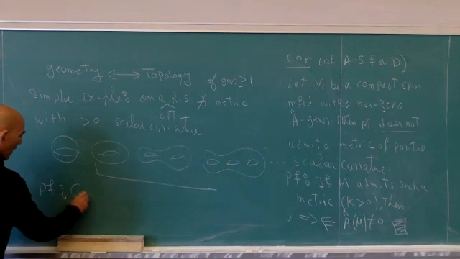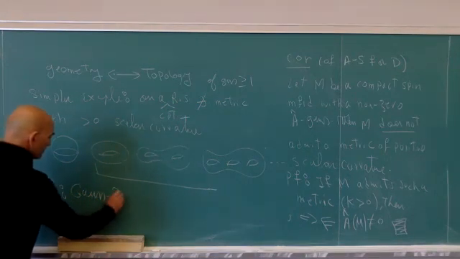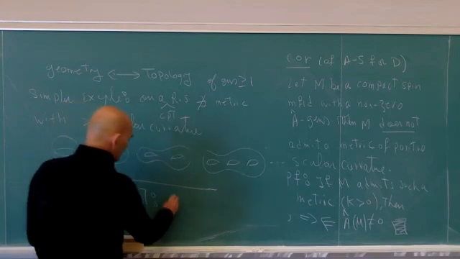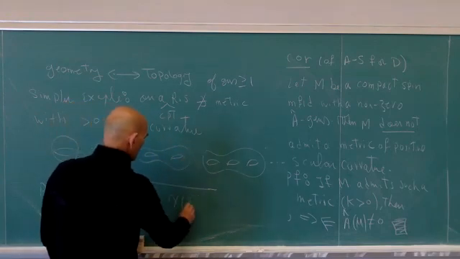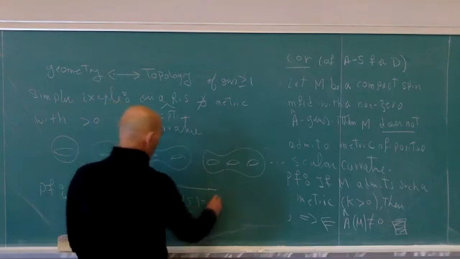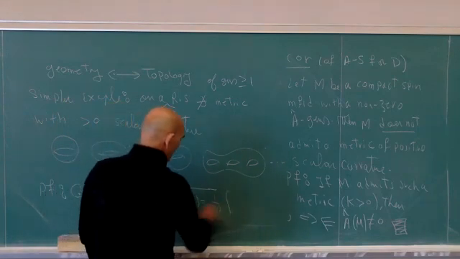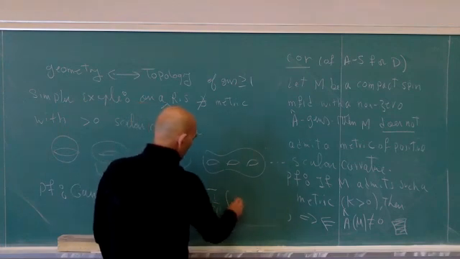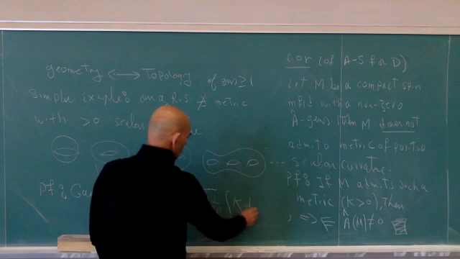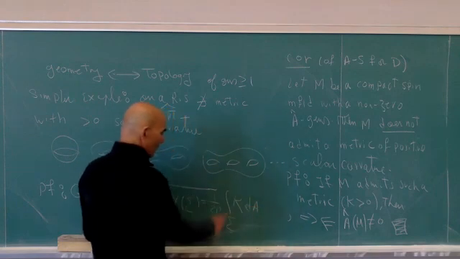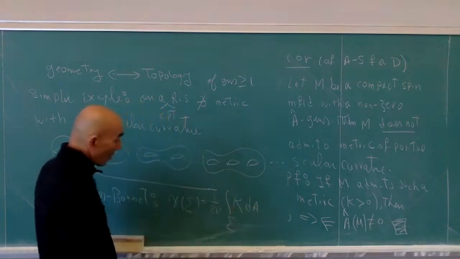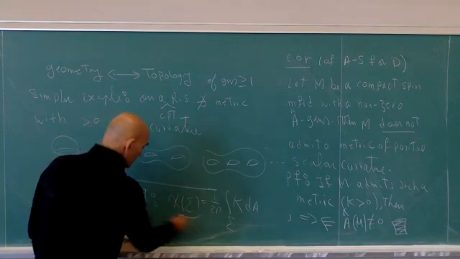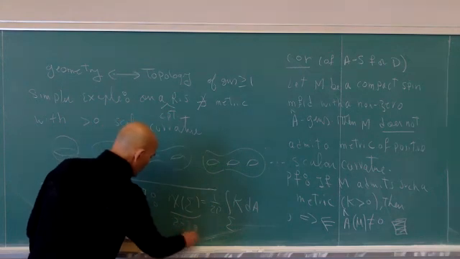So, the proof: you use Gauss-Bonnet. What does Gauss-Bonnet say? It says that the Euler characteristic of sigma is equal to 1 over 2 pi times the integral over sigma of K, the Gaussian curvature, with respect to the area form. But what is the Euler characteristic of this? It is 2 minus 2g. This is pure topology, right?